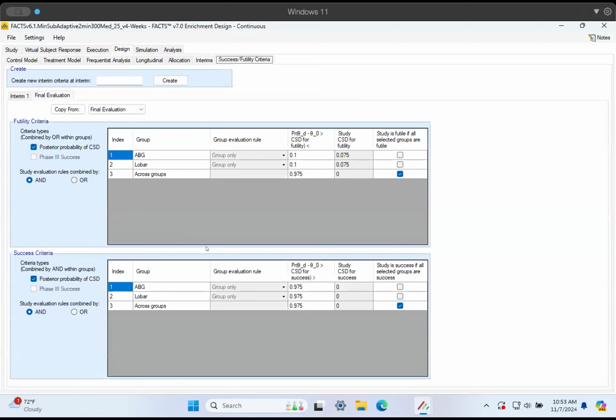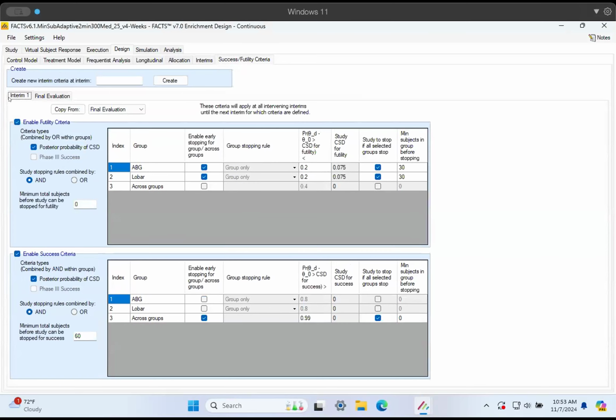Okay, and then we'll go through this briefly. This is the success futility criteria. This is a big one. At the interim, we're going to use the same criteria at interim 1 as we are at all the other interims. The rules aren't changing. We have futility criteria based on these posterior probabilities. So we've got the groups in here. Our futility criteria: we can stop with ABG group, with low bar group.